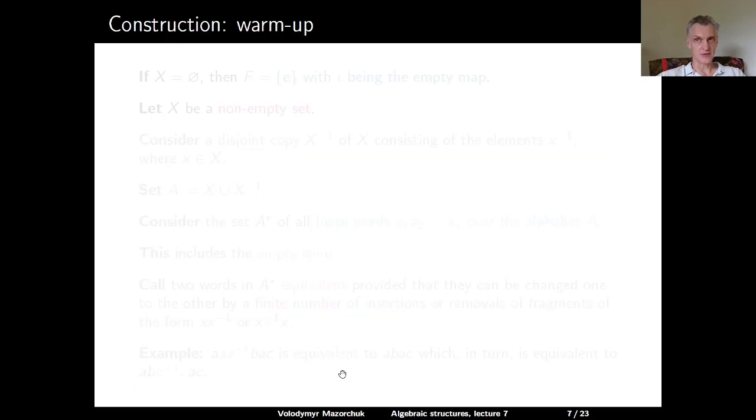Now let us construct free groups. So we will prove that free groups exist. So here is the construction. If X is the empty set, then the group consisting just of one element, the identity element, is a free group over X, and the corresponding I is just the empty map from the empty set to the singleton. So let's construct free groups for non-empty sets.